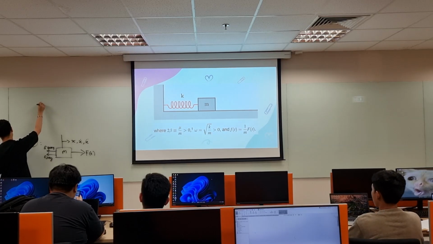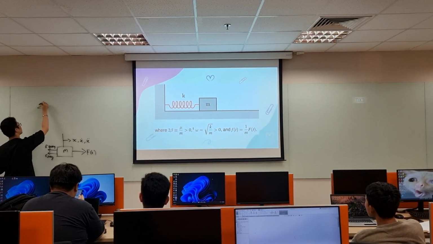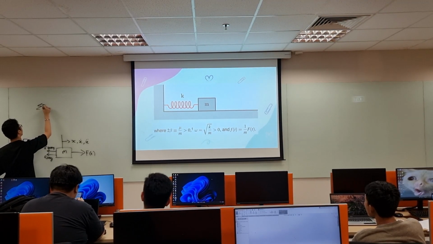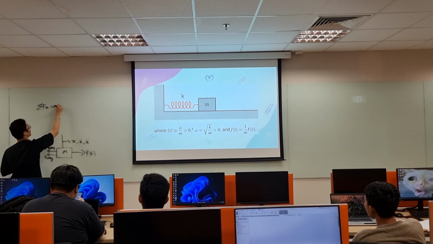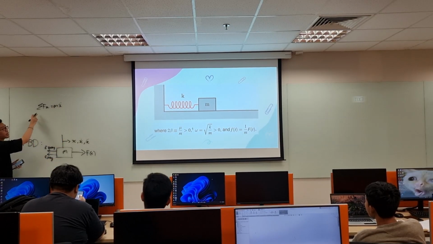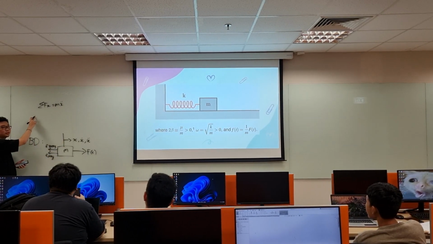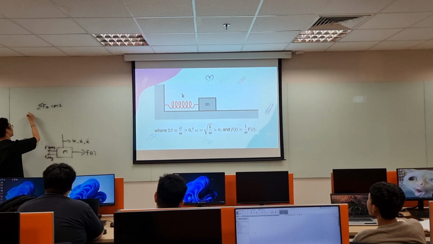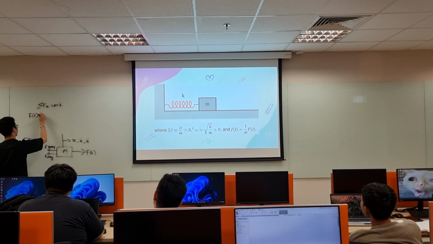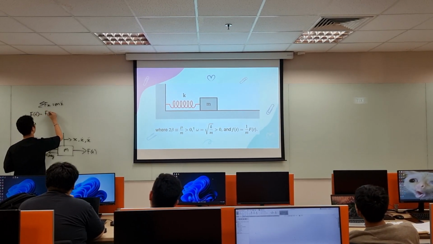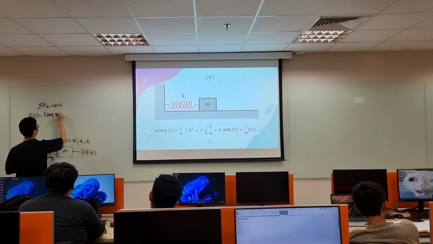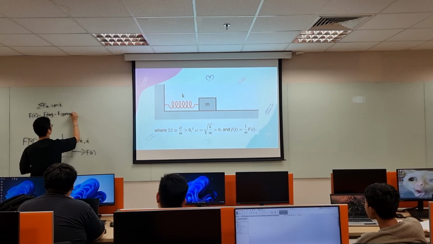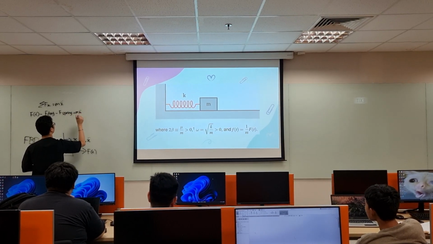The equation will be sigma F in x is equal to m times x double dot. Anyone can continue it? Okay. So F(t) minus F drag minus F spring is equal to m x double dot.